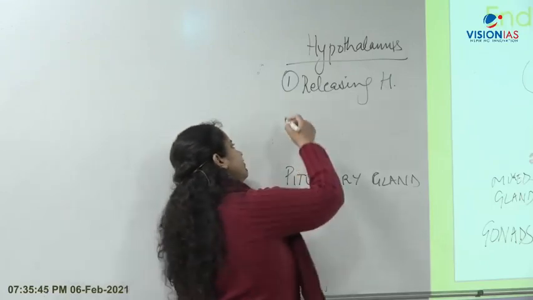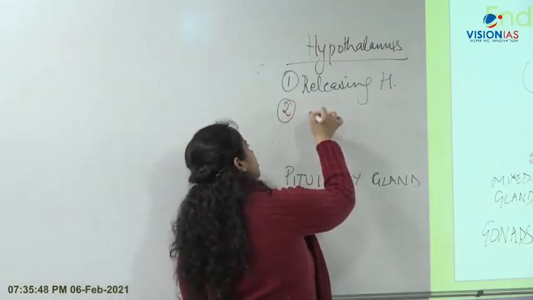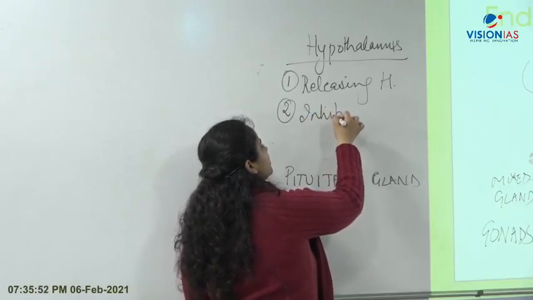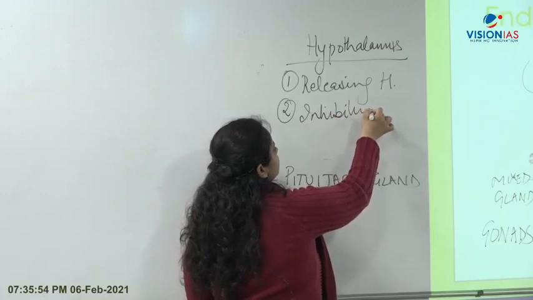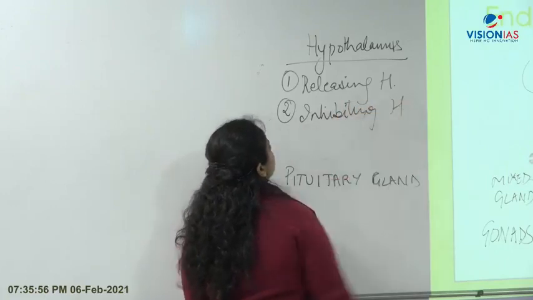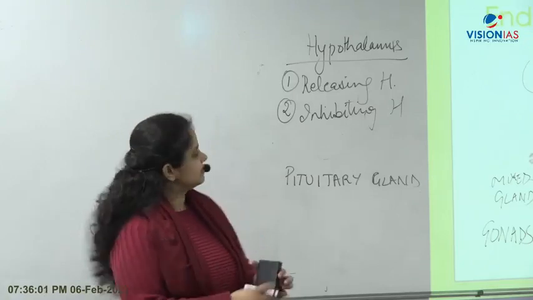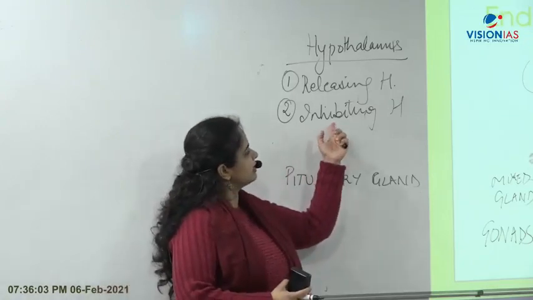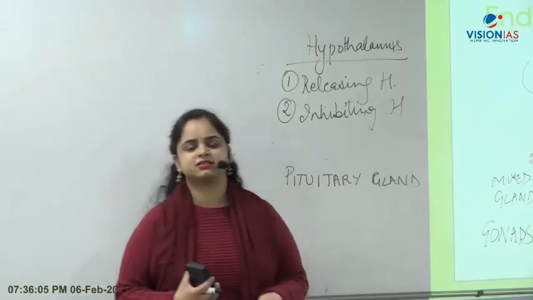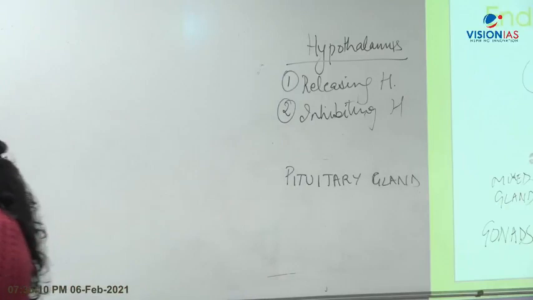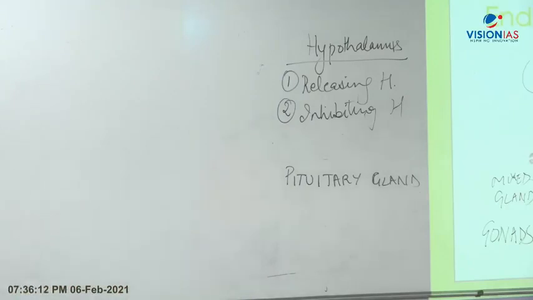And there is another hormone called inhibiting hormone. Write down, inhibiting hormone inhibits the secretions from the pituitary gland.